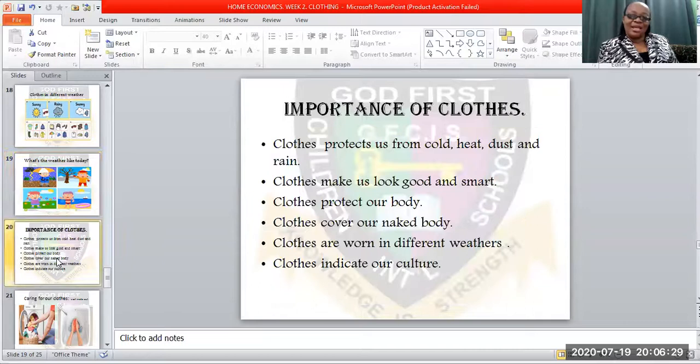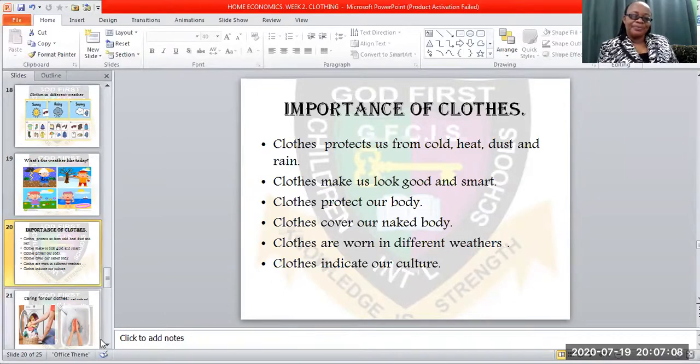Then we went on to say the importance of clothes. Why we wear clothes: we wear clothes to protect us from heat, cold, dust, and rain. We wear clothes to make us look good and smart. We also wear clothes to protect our body, and to cover our body. Clothes are worn in different weathers. And lastly, we said clothes indicate our culture. Are we together?